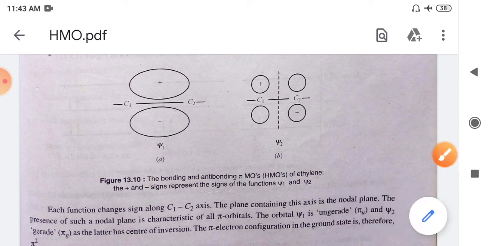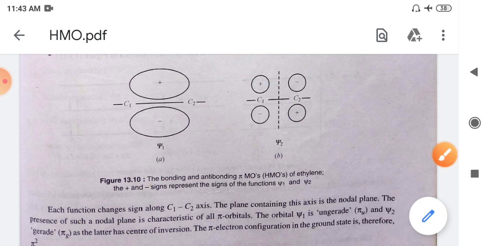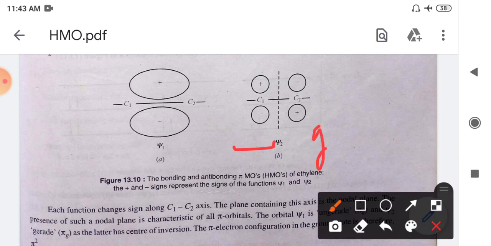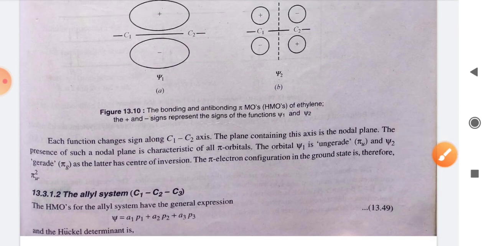Okay, so if we draw a line that passes through the center of gravity of a given orbital, and it reaches the same sign, then we say that this orbital is symmetric or gerade, and this orbital is antisymmetric, also called ungerade. These terms are quite familiar in group theory. So this is also an application of HMO theory: we can find out the gerade and ungerade nature of the given orbital.